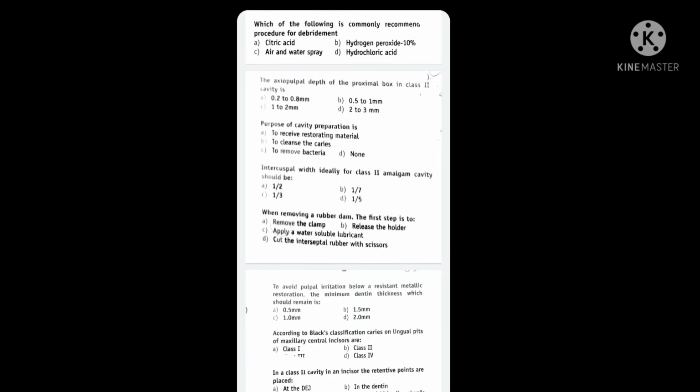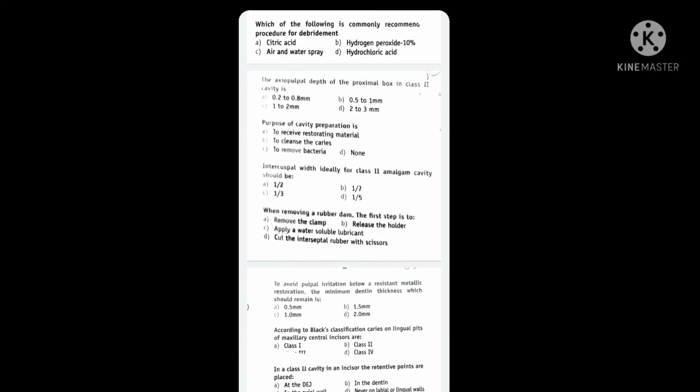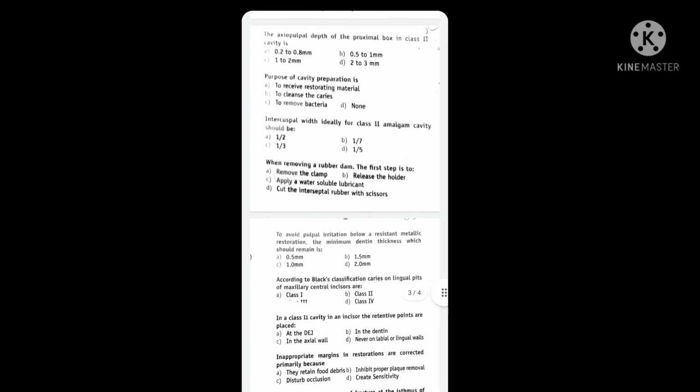According to Black's classification, caries on the lingual pits of maxillary central incisors are class 1, class 2, class 3. Obviously the answer is option A, that is class 1. In a class 2 cavity in an incisor, retentive points are placed at the DEJ, in the dentine, in the axial wall, in the labial or lingual wall. So the correct answer is option B, that is into the dentine.